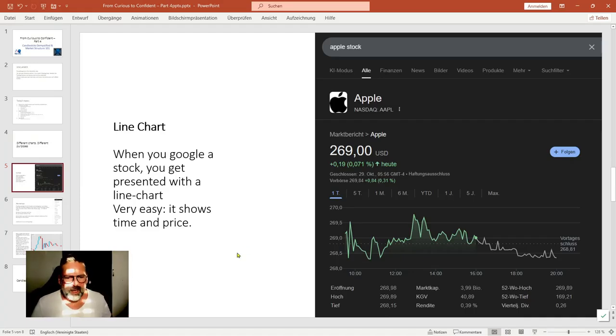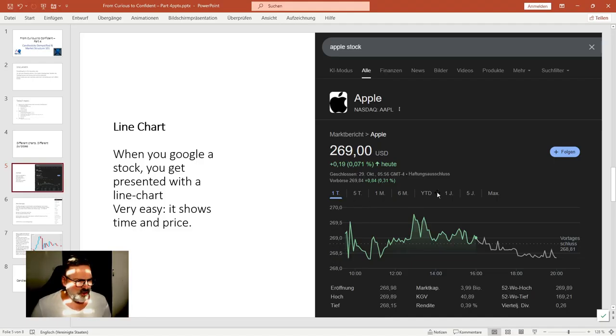So if you Google a stock, and I just put here Apple stock into Google, you get presented with something like this. So Apple right now is trading at 269 US dollars and is slightly up for today. Pardon my German settings here, but you get the idea. And down here you're presented with a chart, a very basic chart. And the most basic chart of all of them is a line chart, right? It's basically two dimensions. You have time and you have price.